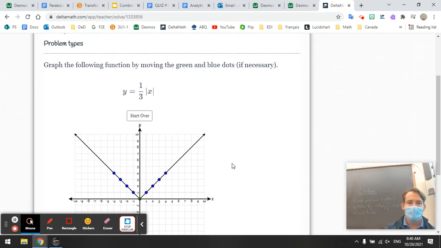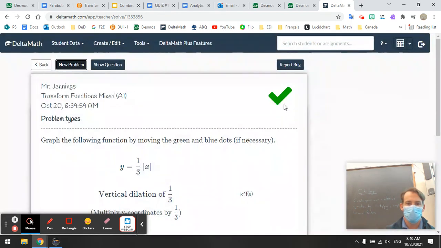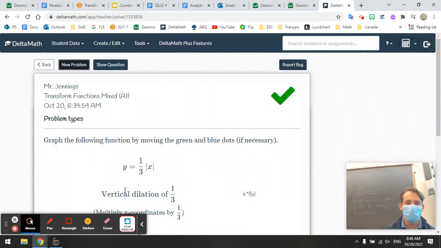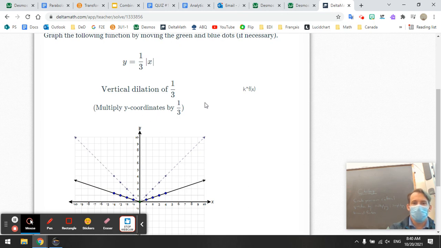Okay, so here we have the absolute value function, and it says compress that in the y by 1/3. So a useful point that I could take would be this point (3,3), which would map to the point (3,1). And that's actually done, final answer. So you submit answer. Say yes. Okay. Cool. Vertical dilation of 1/3. I say vertical stretch or vertical compression. So there you go. Multiply the y coordinates by 1/3.